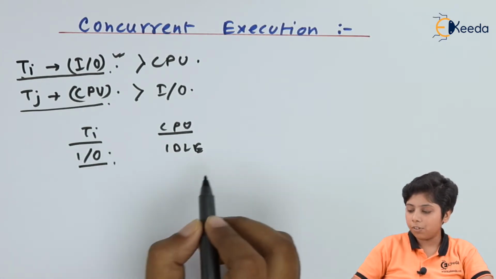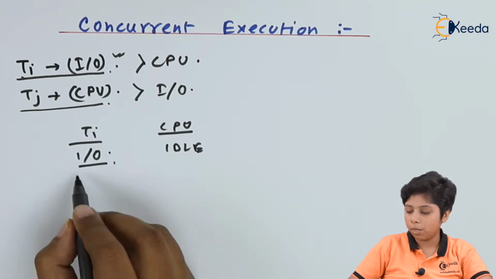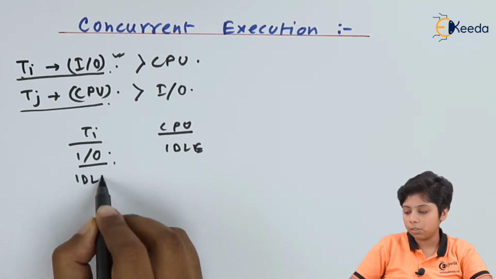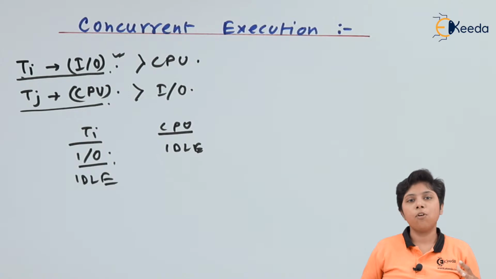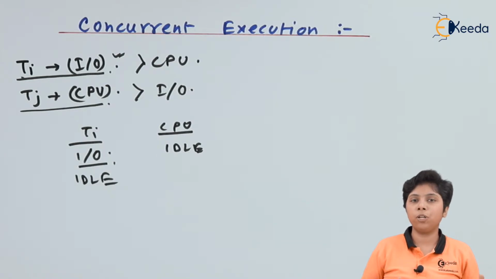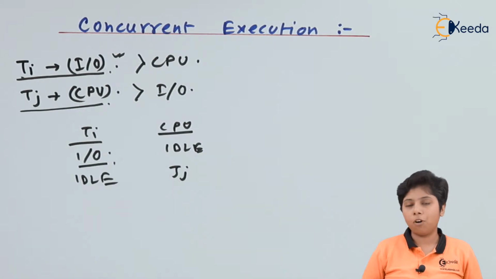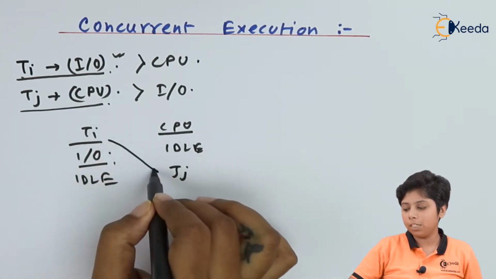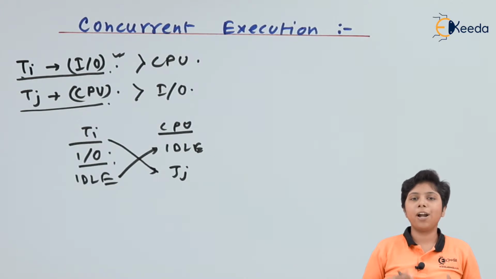Now when TJ runs, it is CPU oriented, so all the IO will be idle. TJ performs its CPU oriented cycles while TI is waiting for that task. So the CPU and the IO can go hand in hand, but not concurrently.